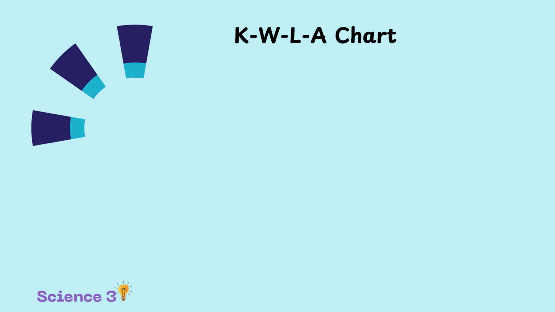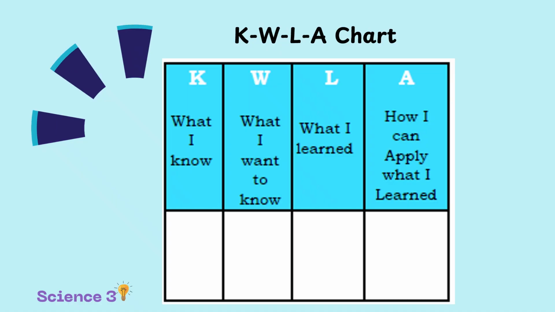Now let's proceed to this KWLA. I know you're familiar with this chart. K stands for know. W stands for want, what I want to know. L stands for learn, what I learned. A stands for how I can apply what I learned.